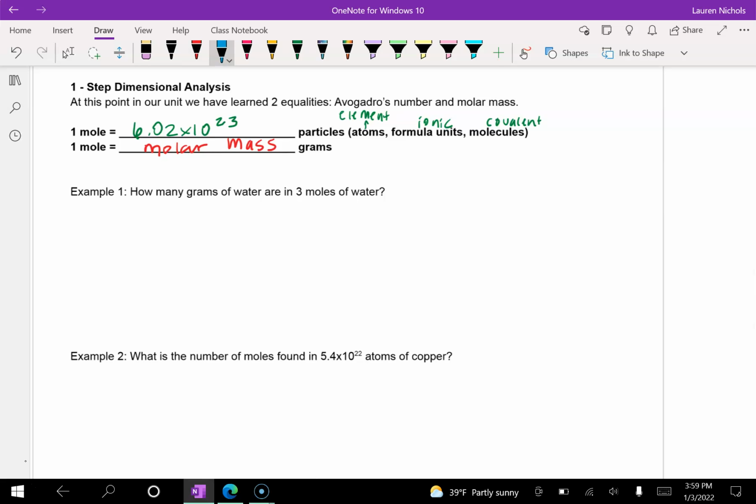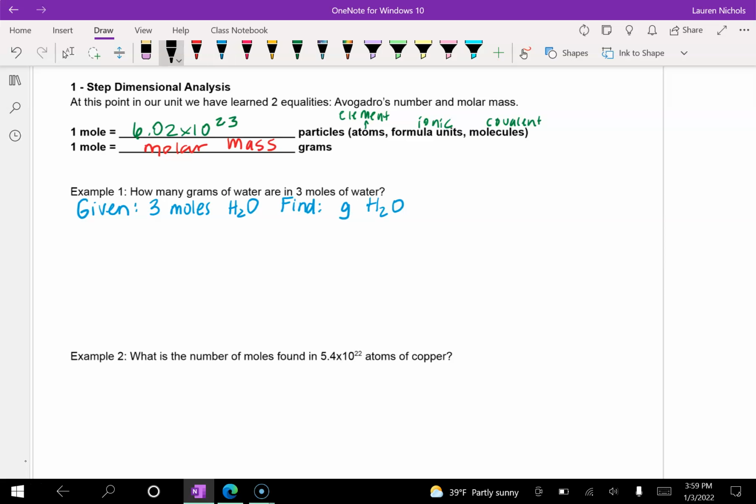So in example 1, it says how many grams of water are in 3 moles of water. So what we want to do is label what's given to us and what we are trying to find. So we know that we are given 3 moles of water, H2O. And we're trying to find grams of water because it says how many and then grams. So grams is our unit, water.